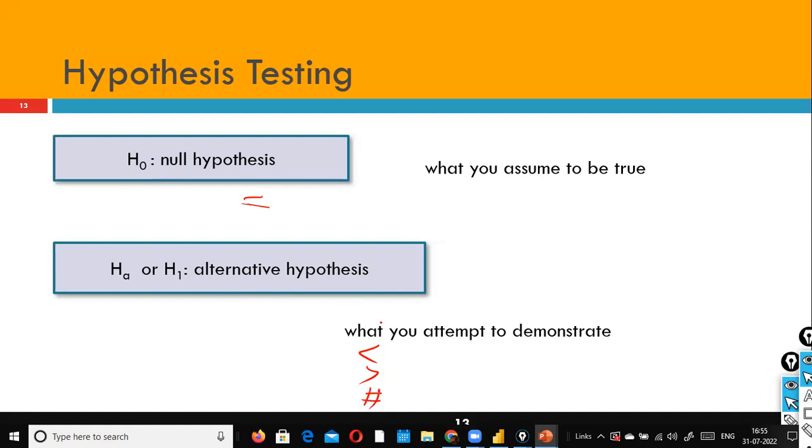The alternative is usually an inequality. The null hypothesis is usually an equal sign. We simply assume whatever somebody says. Okay, that is what your null hypothesis is.